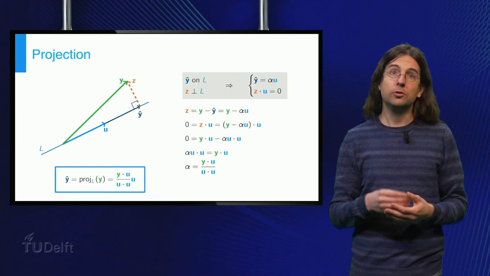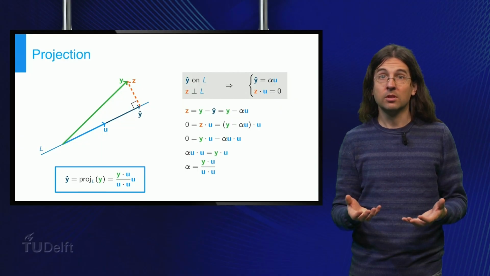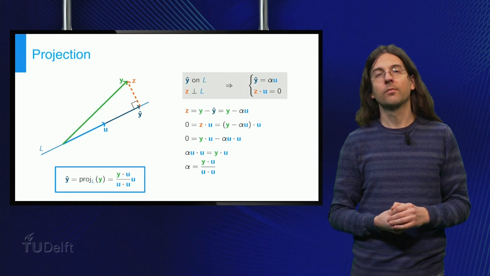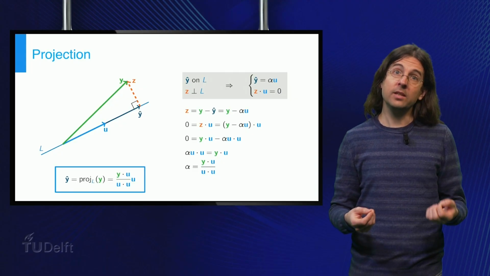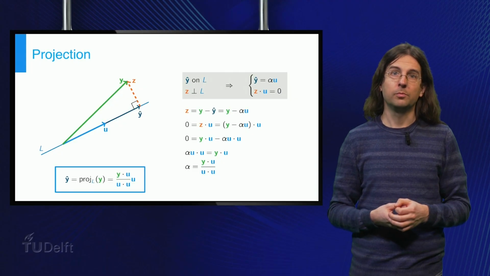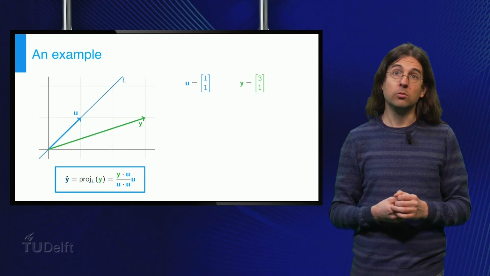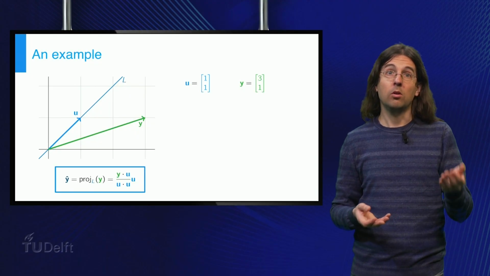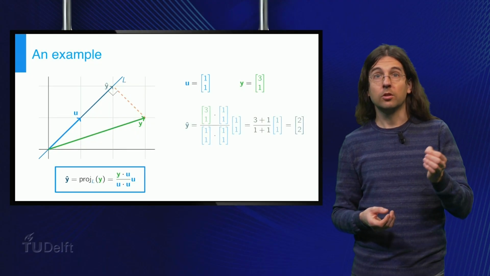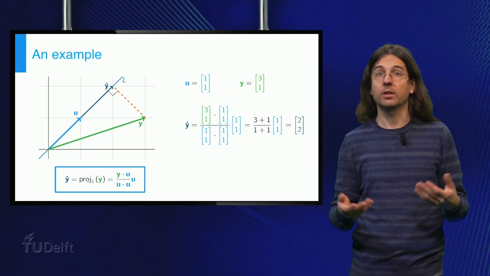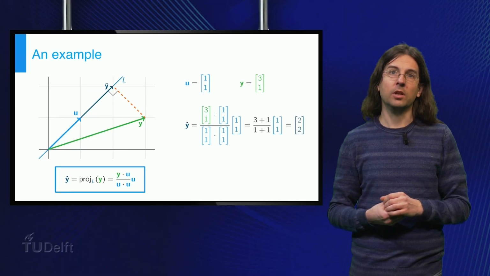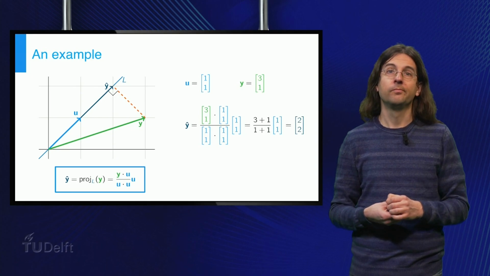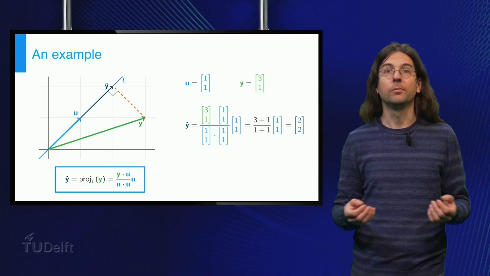To read this formula, you should realize that dot products give numbers. So it's just the quotient of 2 numbers times a vector. At first sight, this formula is a bit hard to understand, so let us do an example. Consider the vectors u is (1, 1) and y is (3, 1). Then the projection of y onto the line through u equals the dot product of y and u, which is 3 plus 1 equals 4, divided by the dot product of u with itself, equals 1 plus 1 equals 2, times u. So 2 times u, which is the vector (2, 2).